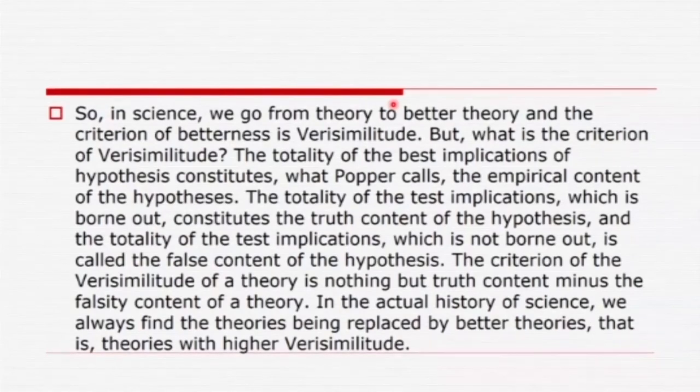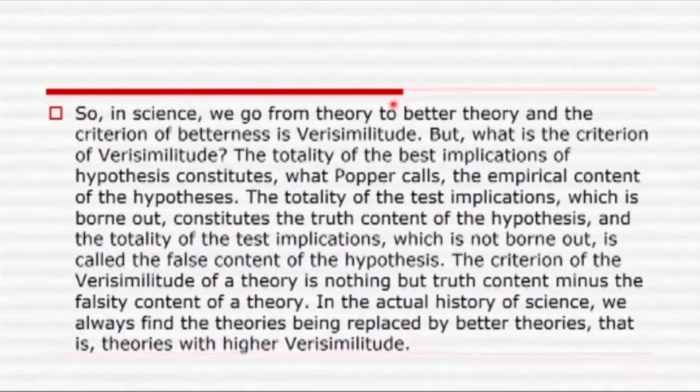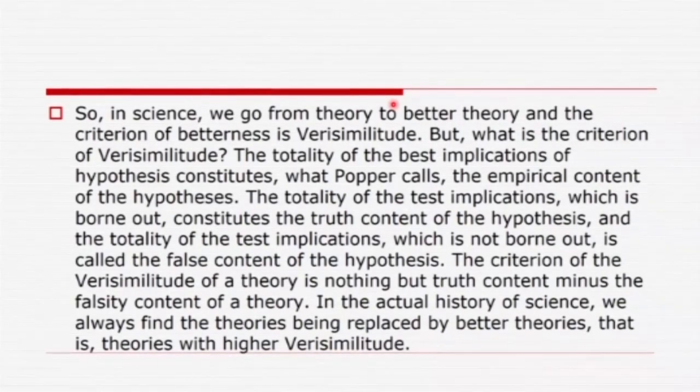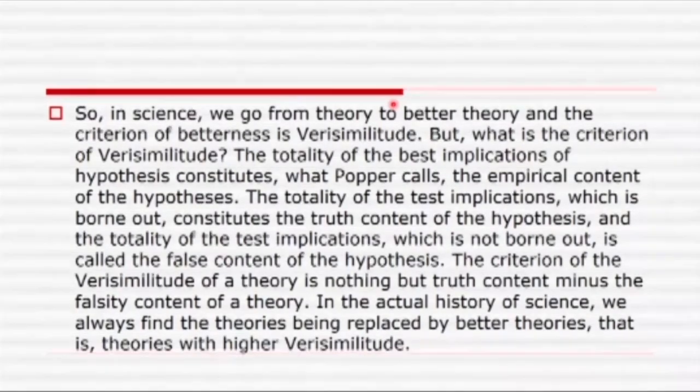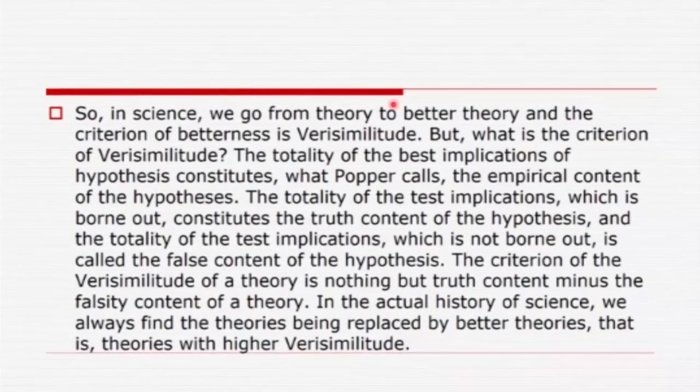But what is the criterion of verisimilitude again? Now, the totality of the test implications of a hypothesis constitutes what Popper calls the empirical content of the hypothesis. The totality of the test implications which are borne out constitutes the truth content of the hypothesis, and the totality of the test implications which are not borne out is called the false content of the hypothesis. What is the criterion of verisimilitude, which we are trying to address?